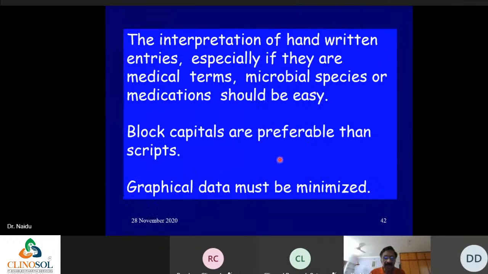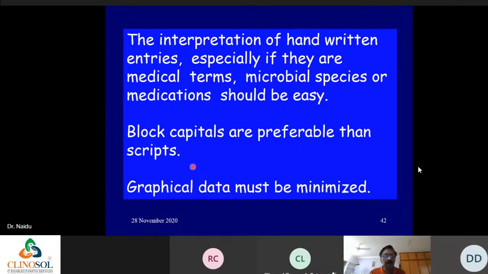The interpretation of handwritten entry, especially if they are medical terms, microbial species, medication, should be easy. Whenever you are entering some medical term or microbial species, because there are different types of spellings, which may not be the normal term, one should be very careful in entry and try to make it easy. Block capitals are preferred over script.